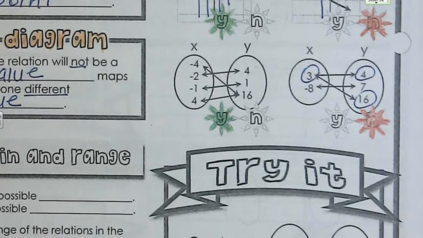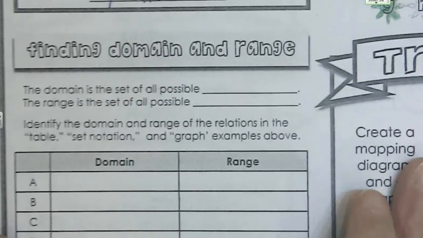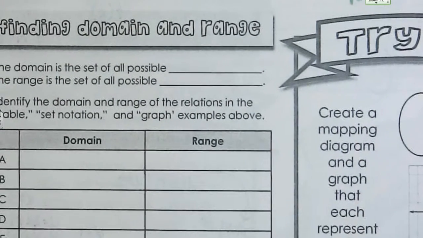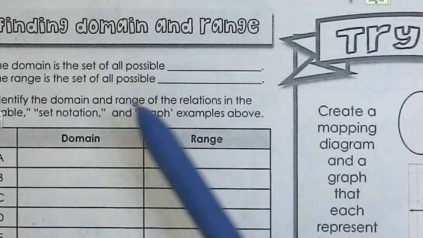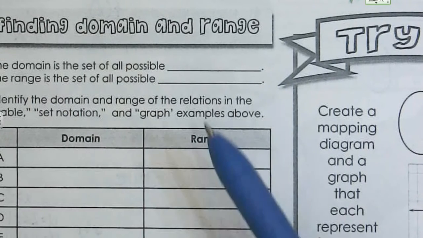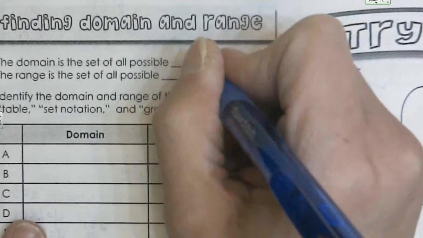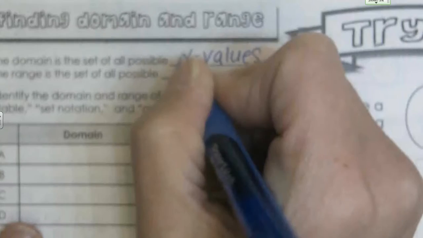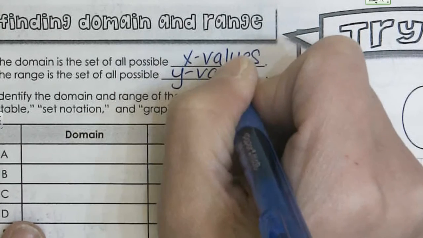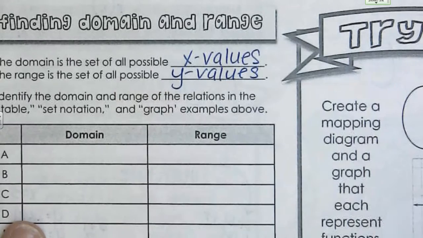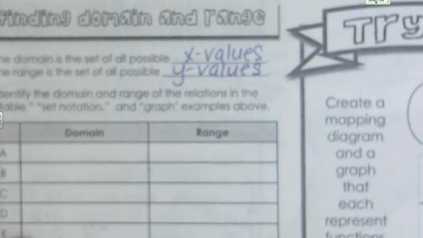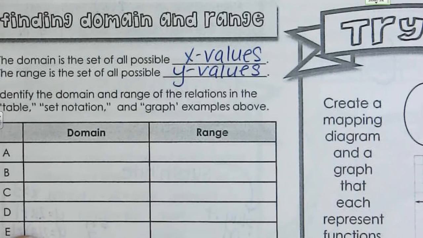All right, last but not least, finding the domain and range. We're only going to do a few of these today. It says the domain is the set of all possible x values, and the range is the set of all the possible y values, because we had learned that in the front. So we're going to identify the domain and the range of the relations in the table, the set notation, and those graph examples above.